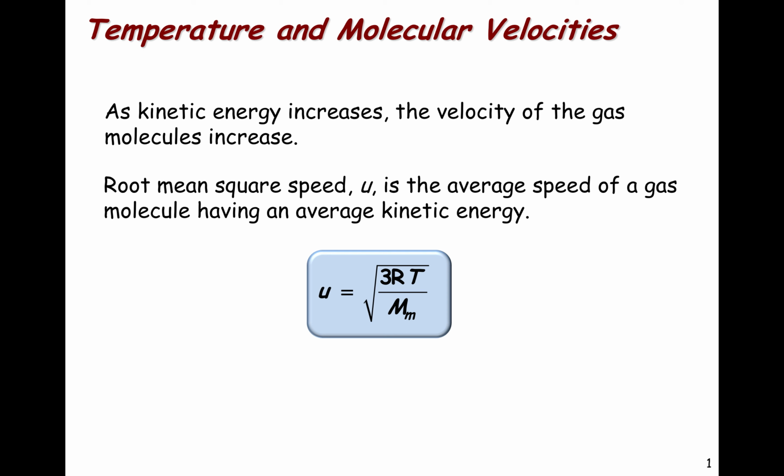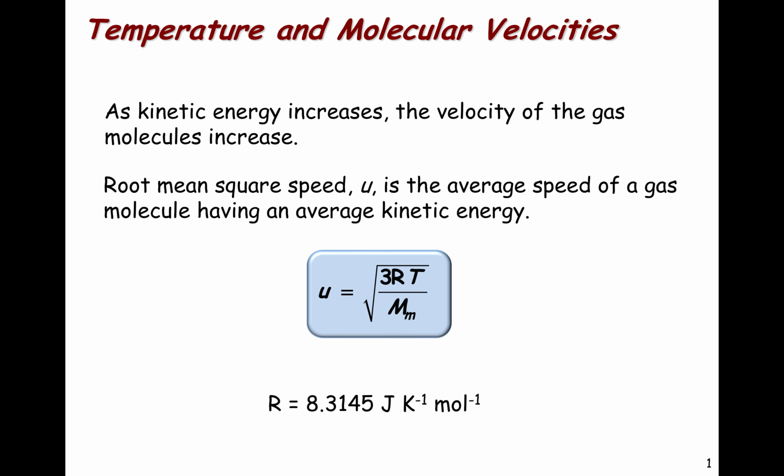In essence, then, the root mean square speed is related to the root of 3 times the gas constant times the temperature divided by the molar mass of the gas. So there turns out to be an inverse relationship between the molar mass of a gas and its speed. In other words, as the molar mass goes up, the speed must go down, and there is a direct relationship between the root mean square speed and the temperature.